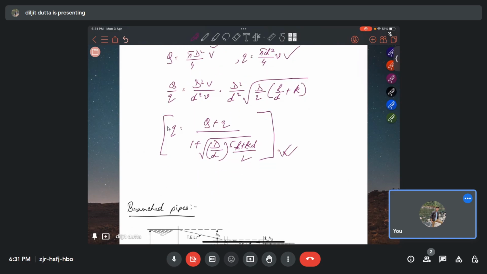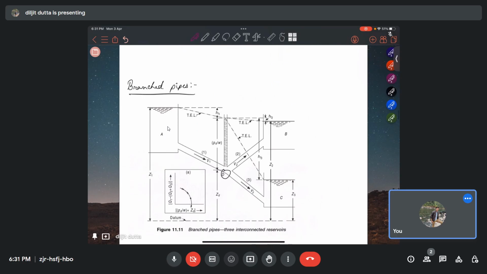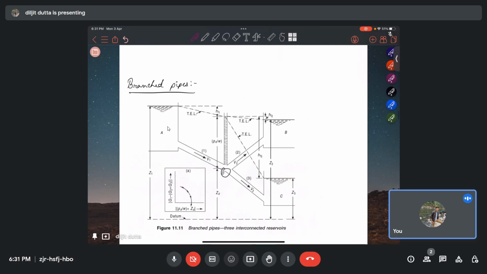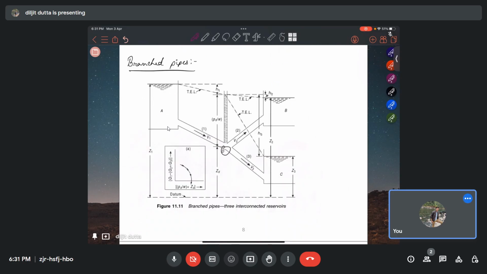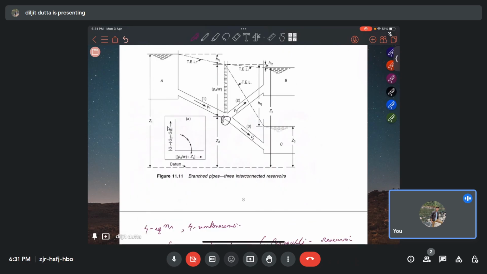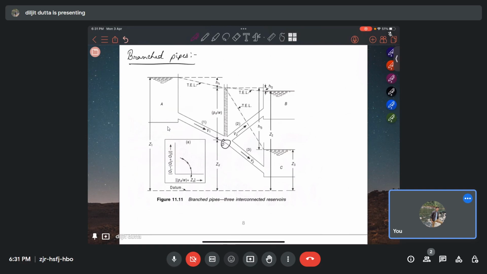Okay, so this is how a bypass is used for measuring flow in a large pipe. Now there is something called branched pipes. What are branched pipes? Suppose we have 3 reservoirs and we want to connect the 3 reservoirs by 3 pipes. So here is a schematic for that problem.